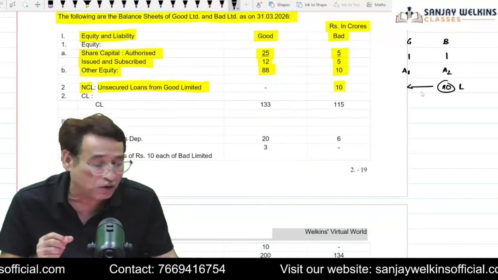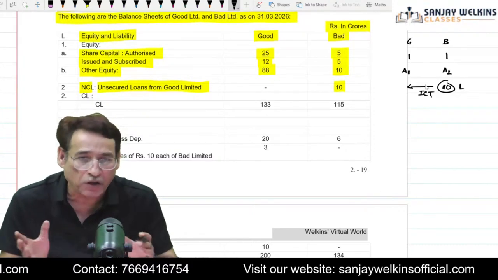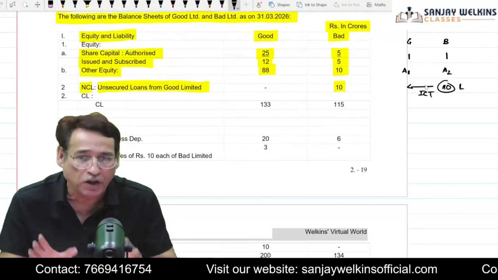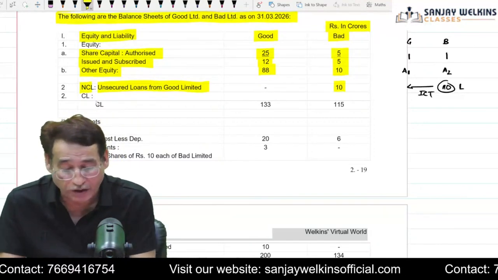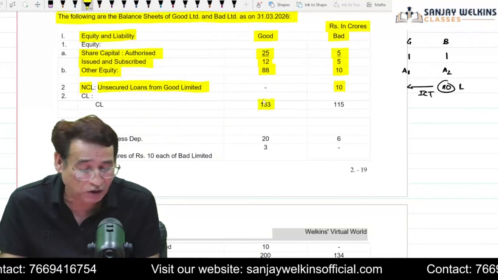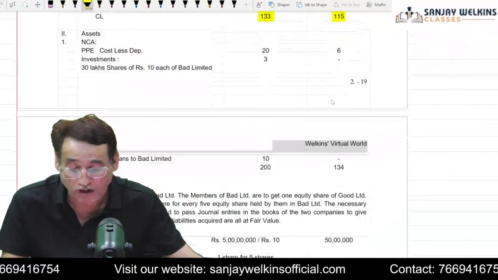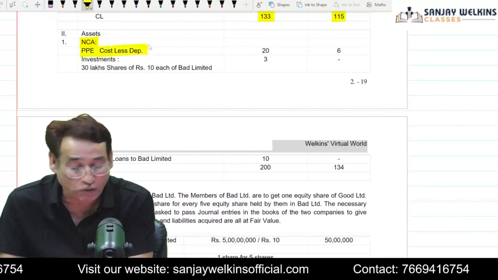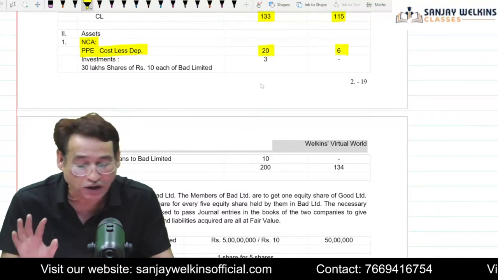Such a transaction is known as an intercompany transaction. And how an intercompany transaction would be handled, that I will let you know in a short while. But its treatment will be done only in the books of the acquirer entity. Then further it is given current liability that is equal to 133 lakh and 115 lakh. Then we move further. Here we have non-current assets and property, plant and equipment. Cost less depreciation is given. That means the net value is given to you: 20 lakh, 6 lakh.